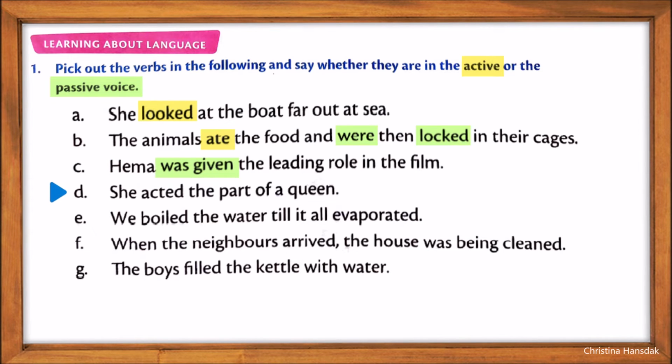Sentence number D. She acted the part of a queen. In this sentence, acted is our verb. Now, we have to see whether this particular verb belongs to the active or to the passive voice. Isn't it? Students, here the subject, she, is doing some work. The subject is active in acting. Alright? That's why the verb acted is in the active voice. Clear?